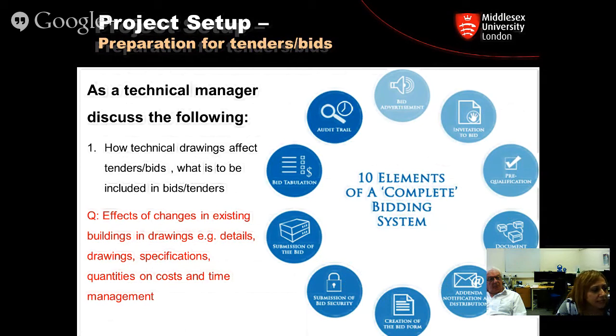And finally, here, as a technical manager, in preparation for the tenders and bids, you should decide together how the technical information, technical drawings, graphical and non-graphical data that you are producing will affect the tender or bid that you are about to go into. What are the documents that are required to be included? And again, there's a question here, which I wanted to ask, but I won't today. I'll ask both questions next time.